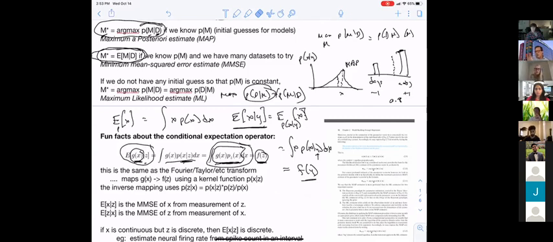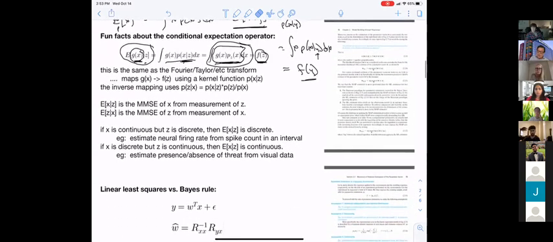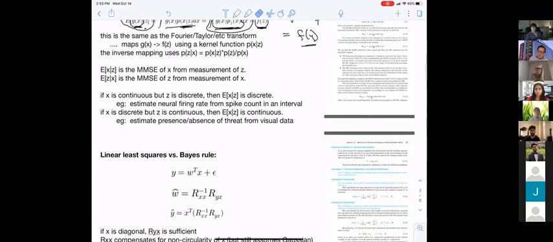But remember, the conditional expectation operator is the general form of a minimum mean squared error estimate of one thing from another. And it's very closely related to these concepts in Bayes' rule. It's worth thinking about what happens if one of these is continuous and one is discrete.